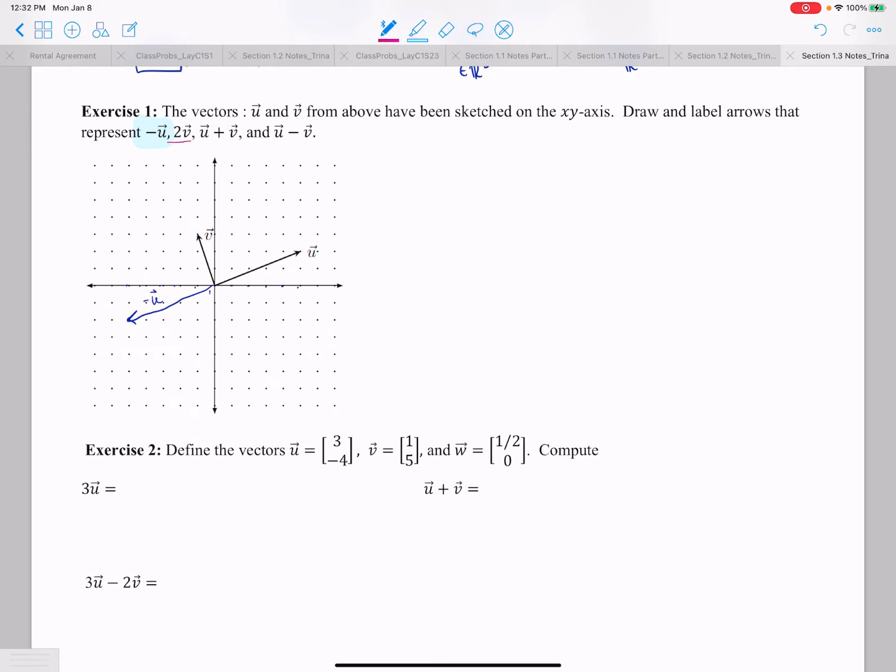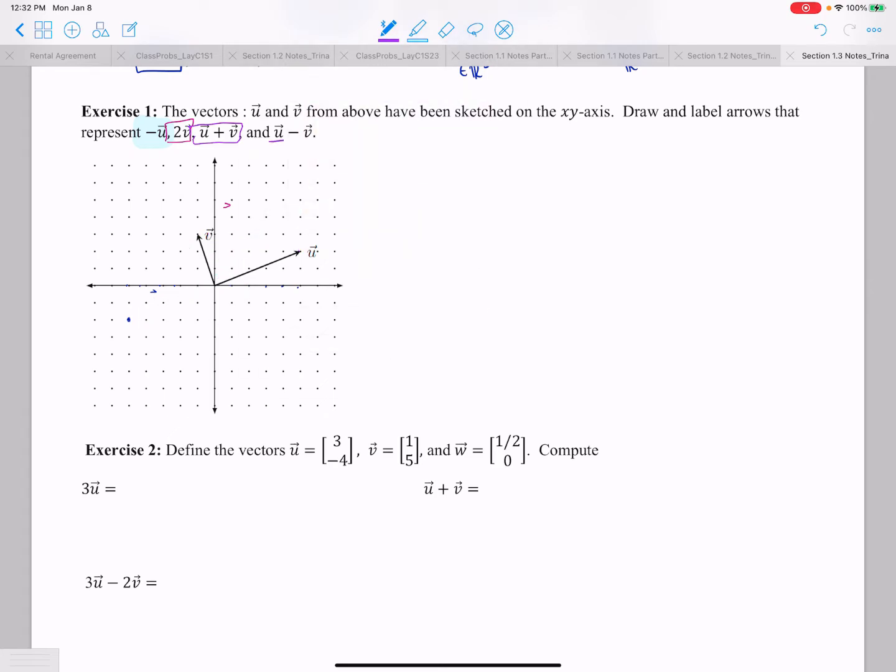So that is negative u. If I want to do 2v, that is doubling the size. So I'm just going to double the size. So that vector, this entire one, is 2v. If I want to add u plus v, we call it the head to tail method. So I'm going to pick up this v and put it at the end of u, and the vector from 0 out to that point is u plus v.